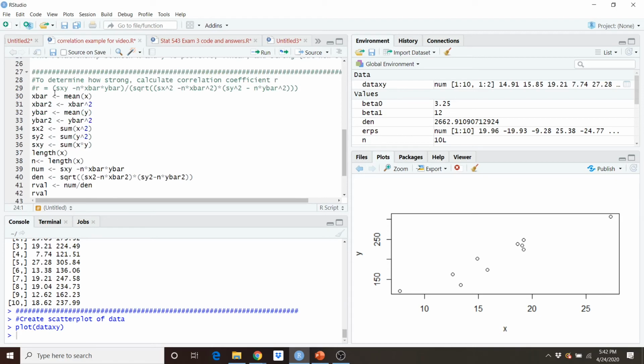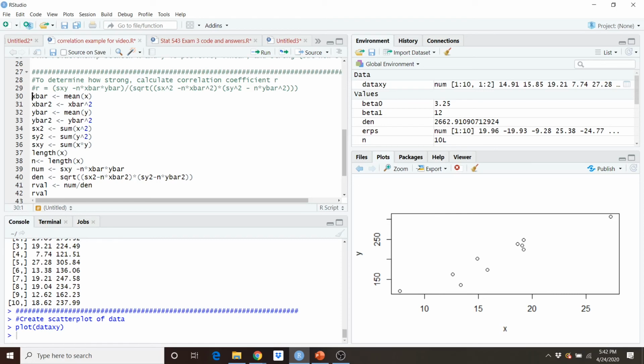Well, remember, we said that the easiest way to do this was to take the sum of the xy's minus n times x bar times y bar, divided by the square root of the sum of the x squareds minus n times x bar squared times the sum of the y squareds minus n times y bar squared. This is much easier than going through and getting all the individual deviations. And so this is how we're going to do this by hand.